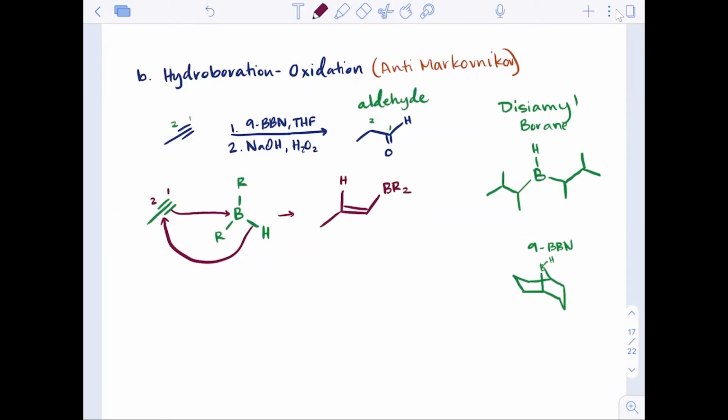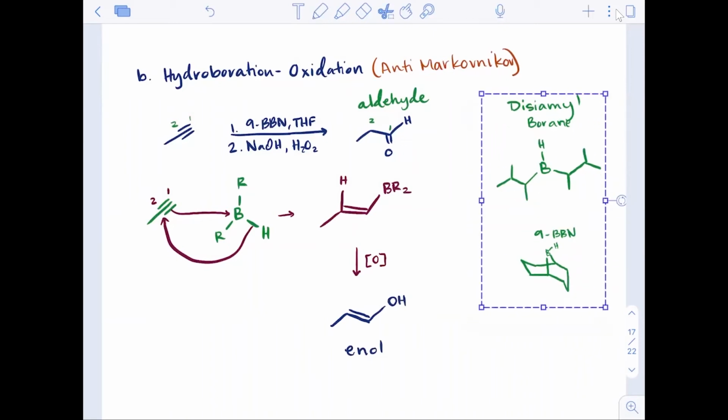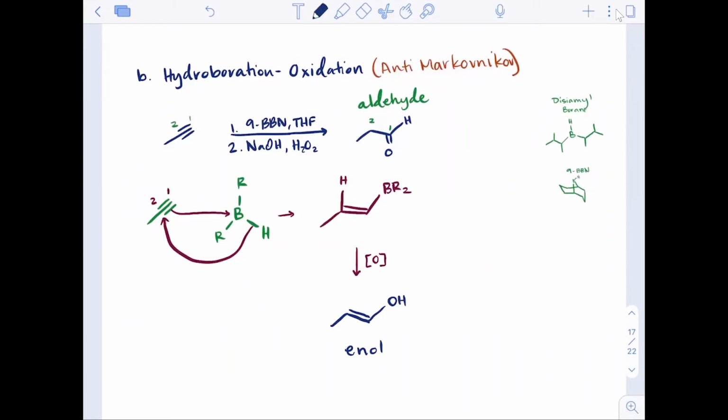And then the oxidation step, we do not need to know the mechanism for. That simply changes to our enol. And just the same way, again, what we saw with our enol from acid catalyzed hydration, our enol in hydroboration oxidation also can undergo tautomerization to the keto form.